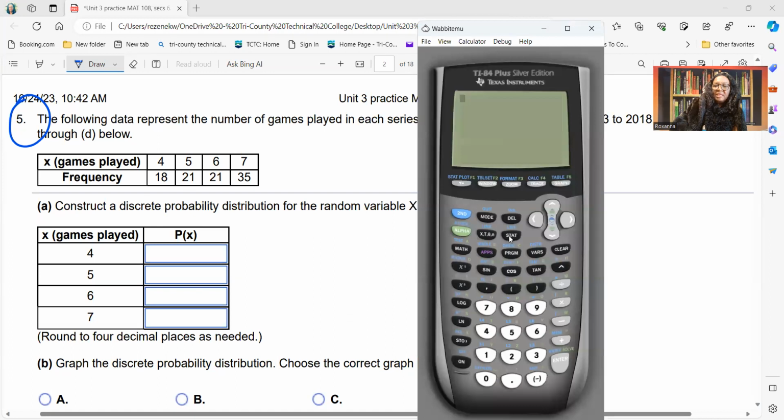Okay, and I go to STAT, and then I'll put in the random variables in L1. So I have 4, enter, 5, enter, 6, enter, 7, enter. Then I'll go to L2 and put the frequencies. So I got 18, enter, 21, enter, 21, enter, and 35, enter.